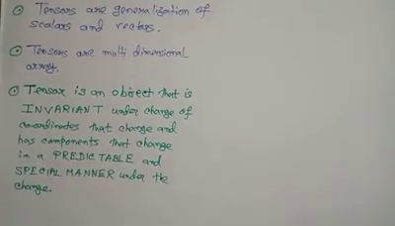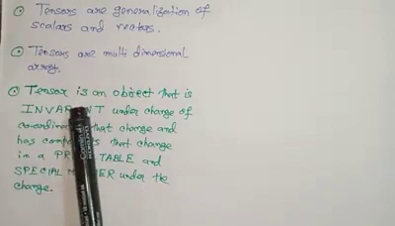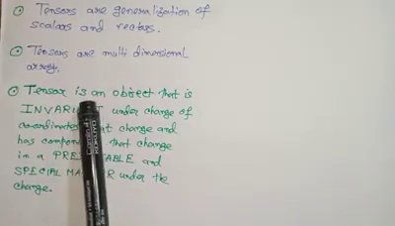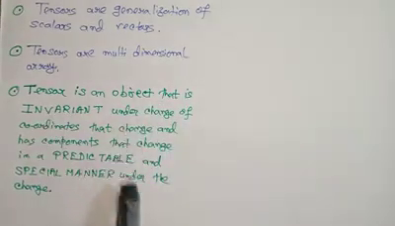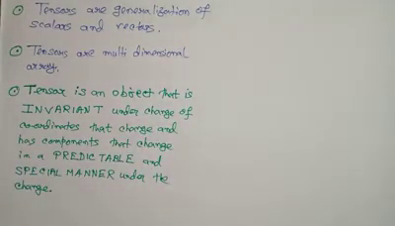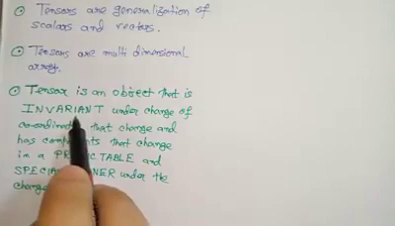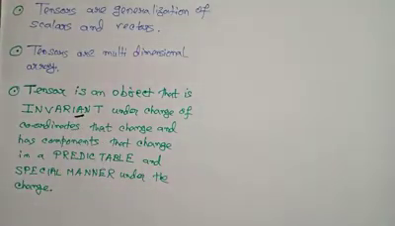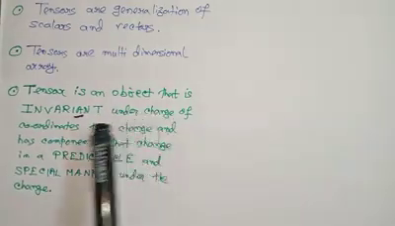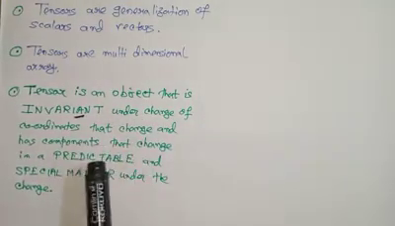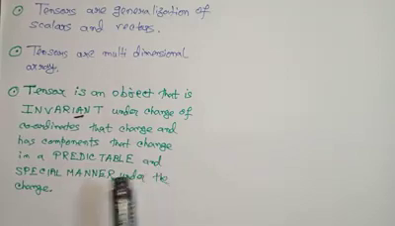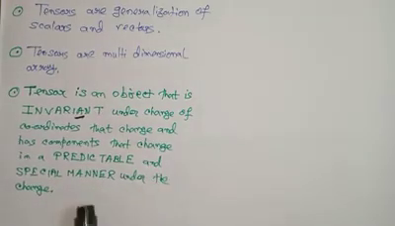Coming to the last part, which is more rigid, I would say it is a better definition of tensor. So we call it: tensor is an object that is invariant. And I would like to underline this part, which is invariant. That means it doesn't change. So tensor is an object that is invariant under change of coordinates, and has components that change in a predictable and special manner under the change.